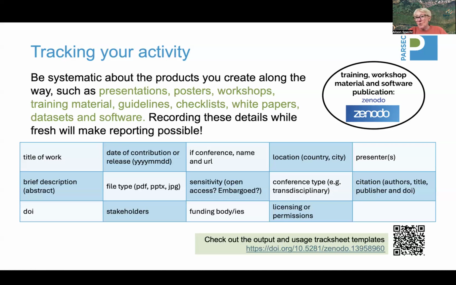Then, of course, they also want the stakeholders. So who are the people involved? That's been a little hard to do. Funding bodies and licensing or permissions are usually governed by the publisher, for example, Zenodo or the conference, and we usually say CC BY 4.0 for that. We usually elect that.